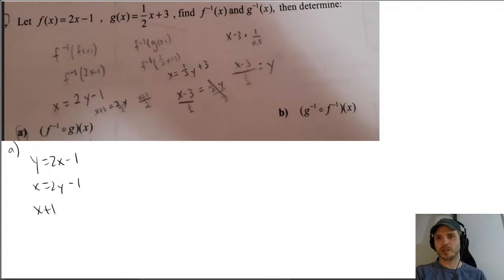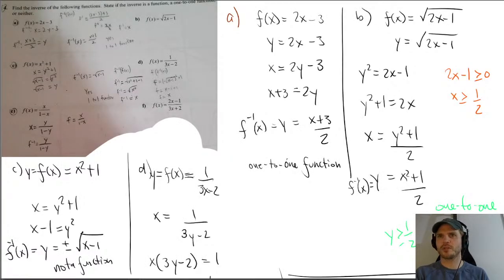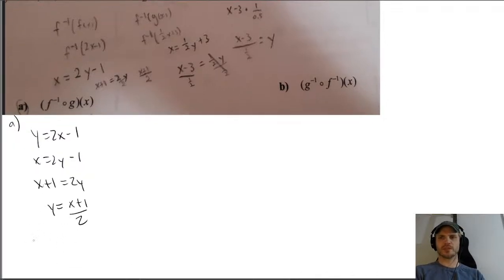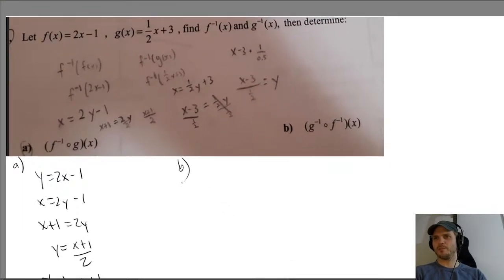We'll add 1 to both sides. Divide by 2, y equals x plus 1 over 2. You're kidding me. Is this the same? No, it's not. Okay. And this is f inverse. And then g, or no, it's not even g yet. First we gotta find the inverse functions.